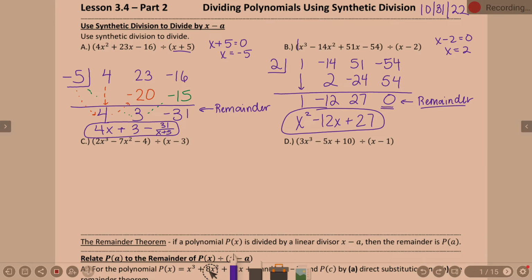Okay, so let's set up C. I have several practice examples, and we're going to go down here in the bottom half of the second half of the lesson and talk about how we can use synthetic division. Example C, what goes in my box? Positive 3. Since it's x minus 3, we're going to put in a positive 3. What numbers go next to the positive 3? 2, negative 7.